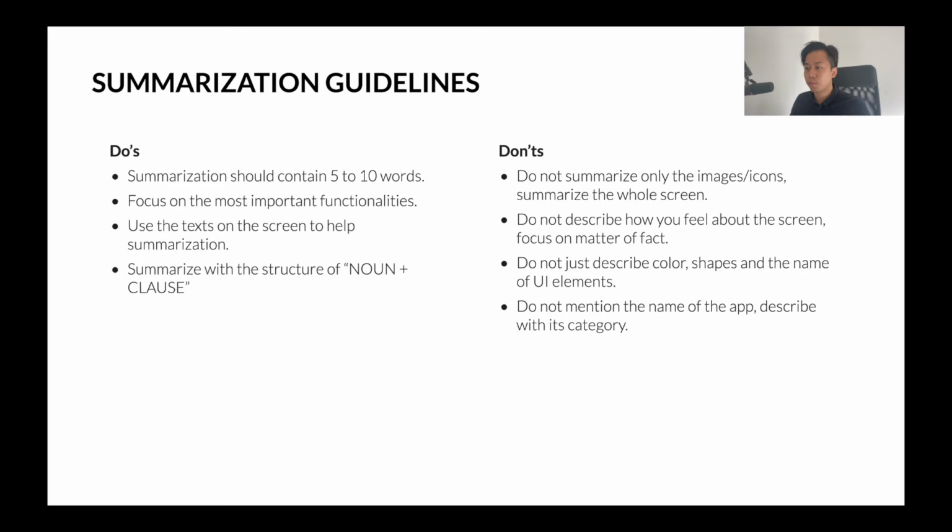To annotate the summaries for each screen, we designed do's and don'ts to guide labelers to write concise summaries that focus on the functionality of UIs. The guidelines were adapted from the Coco Caption dataset, a popular image captioning dataset, and we refined the guidelines through multiple rounds of pilot studies.